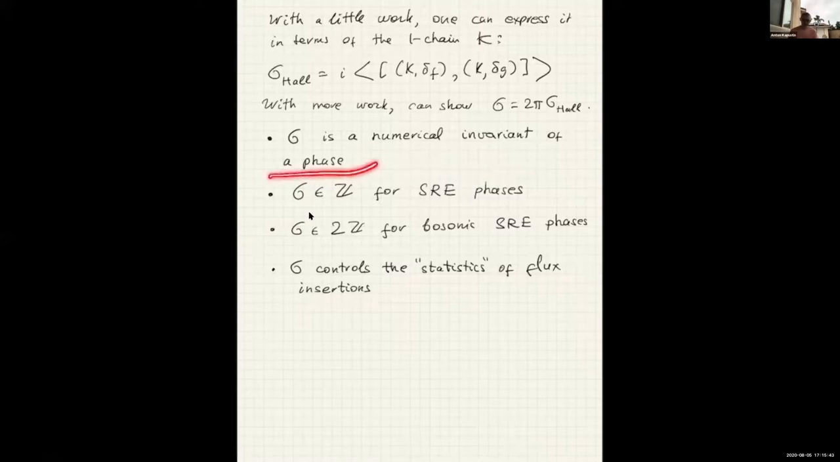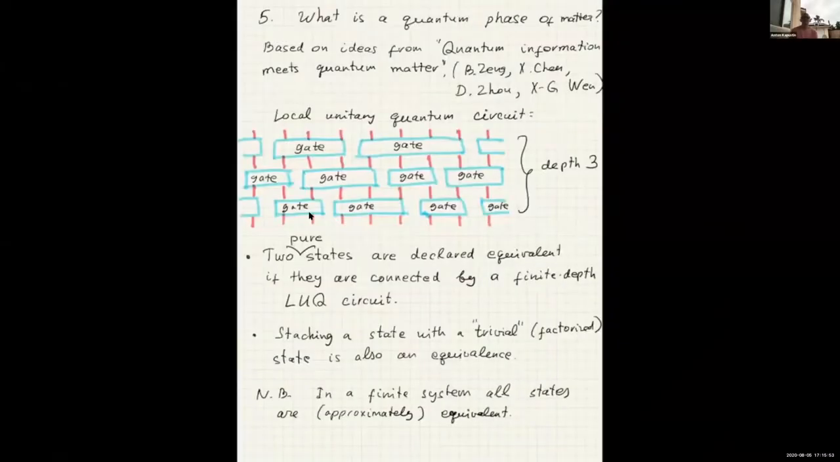But I rather want to focus on this statement that it's a numerical invariant of a phase, because that gives me an opportunity to explain what I think is the right definition of what a quantum phase of matter is, an important general issue. The idea has been around for a while, and it's been expounded in some detail in this book, Quantum Information Meets Quantum Matter. So the idea is that you should really focus on states, not on the Hamiltonians. So that's the first key point.